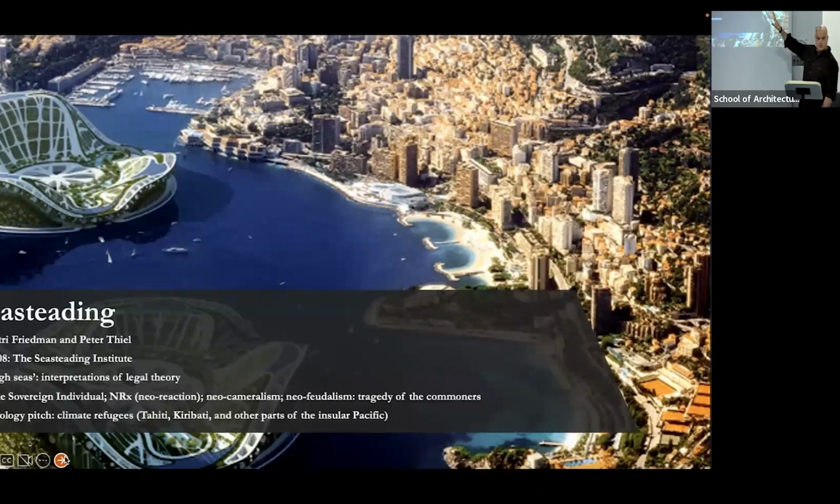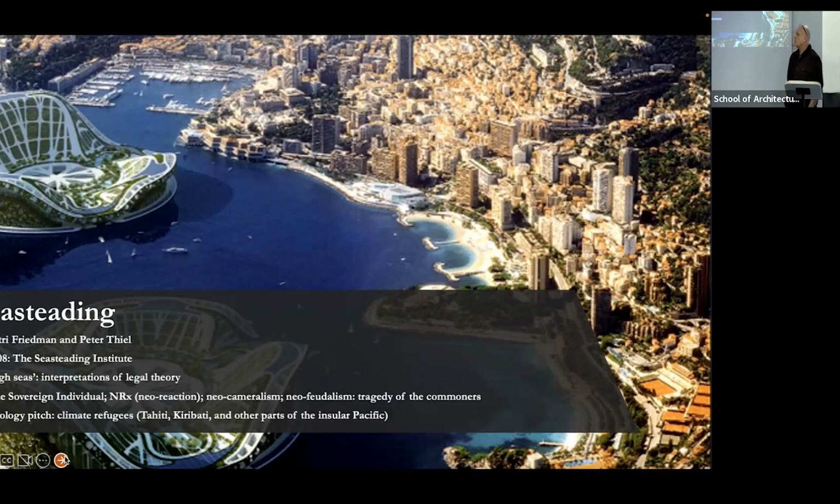This is obviously not a real photographic background here, just to put everybody at ease, and never will be. But seasteading, the basic premise here, is to create private floating platforms on what they refer to as the high seas of the open ocean. And then we have to presume that there is something called the open ocean.